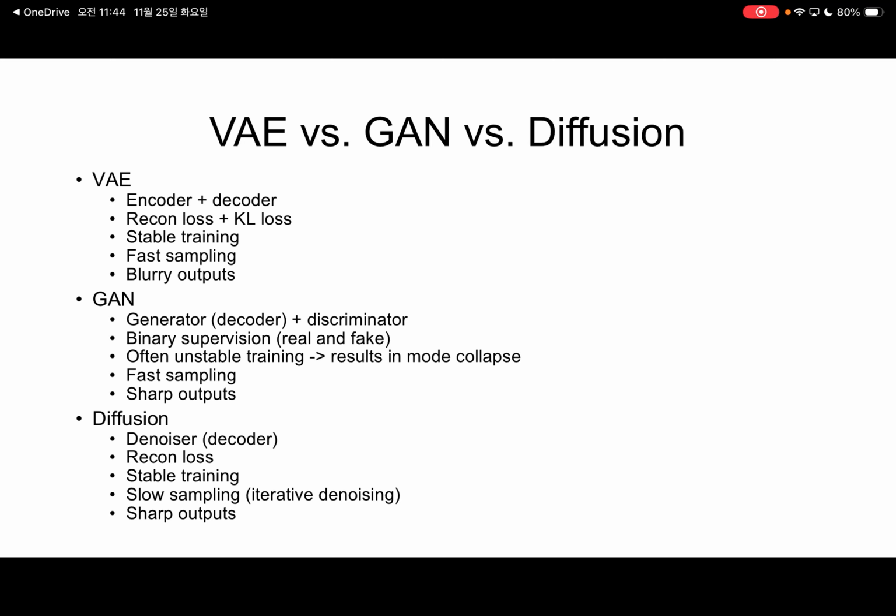VAE: encoder and decoder, reconstruction loss and KL divergence loss, stable training, fast sampling, but blurry output. GAN: generator, which is more or less similar to the decoder of VAE, and discriminator. Binary supervision, real or fake, often unstable training, which results in mode collapse, and fast sampling, sharp images. Diffusion: denoiser, which is more or less similar to the decoder of VAE. Reconstruction loss, there's only one loss function, right? Stable training, but slow sampling because of iterative denoising, and sharp outputs.